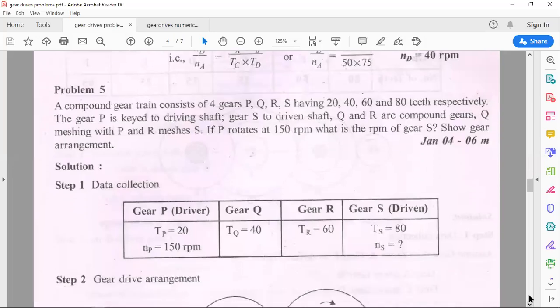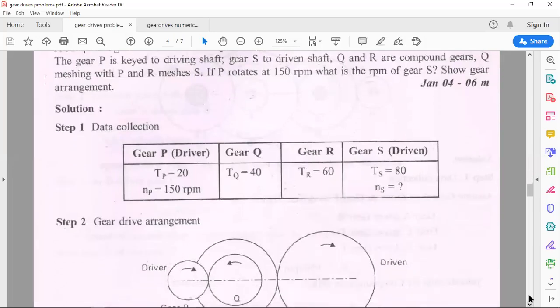Now look at the gear drive arrangement. As mentioned in the problem, P is the driving shaft, meaning the first gear is P. And S is the driven shaft, so P is here and S is here. Q and R are compound gears, meaning Q and R are both mounted on the same shaft. So which is Q and which is R?